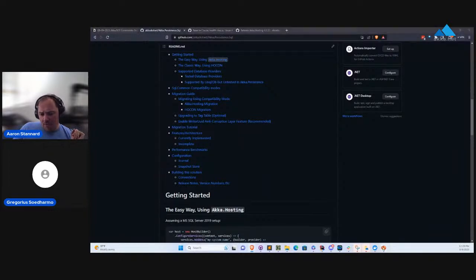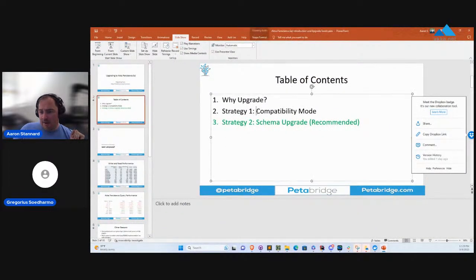So one thing I'll mention is there's two upgrade paths. There's compatibility mode. This basically means you can start using the Akka.Persistence.Sql engine without applying any schema upgrades to your database. So if you're worried about downtime, for instance, because you actually do need to do the schema upgrade, which is what we recommend. The schema upgrade adds the anti-corruption layer and it adds the tag table. That's basically the benefit of it.